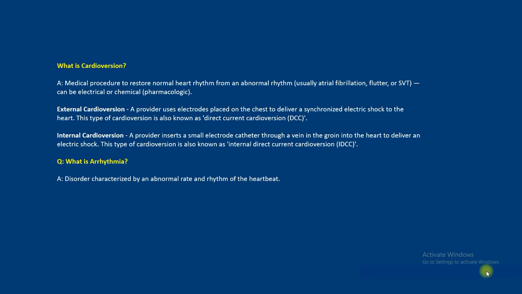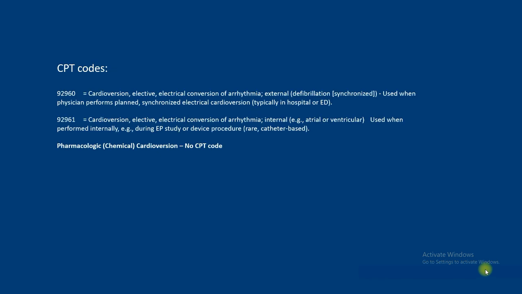Now we need to understand why a patient undergoes cardioversion. Most of the time, cardioversion is performed for arrhythmia. Arrhythmia means irregular or abnormal heartbeat. In order to stabilize this abnormal heartbeat, cardioversion is performed. In CPT, we have two codes related to cardioversion: 92960 and 92961.